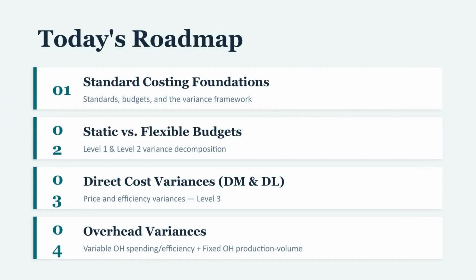First, we'll establish standard costing foundations so you know how benchmarks are set. Next, we'll contrast static and flexible budgets to see how volume shifts affect costs. Then we'll uncover direct cost variances for materials and labor. Finally, we'll break down overhead variances for total control.